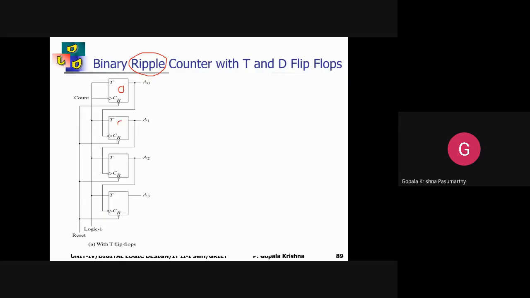Let us start counting this clock. For example, my current values in the register are 0, 0, 0, 0. Now we will see what happens. For example, if this count is active, I have pressed this count. If this count pulse is given, what happened? This clock becomes active. I am using 4 T flip-flops in this diagram, and all T inputs are connected to logic 1.